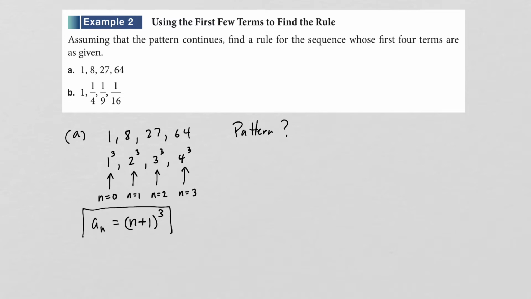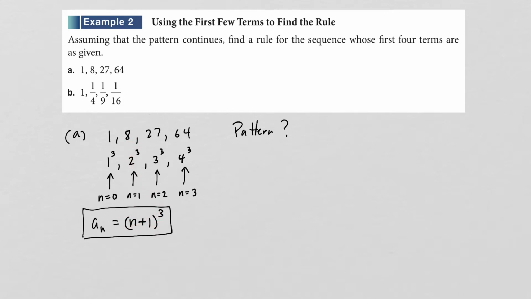Now, check your rule to make sure that it makes sense. So again, when n equals 0, do we actually get the first term of the sequence? Well, yes, because if you plug in 0, 0 plus 1 is 1, and 1 to the third power is 1. If n equals 1, do I get the second term of the sequence? Well, again, yes, because if n equals 1, 1 plus 1 is 2, and 2 to the third power is 8.